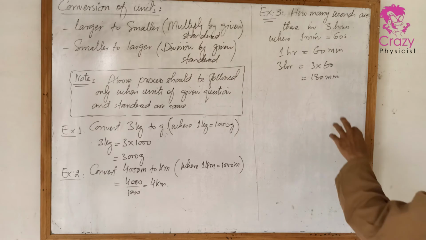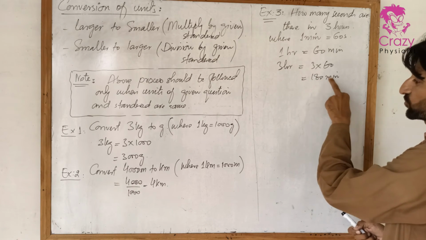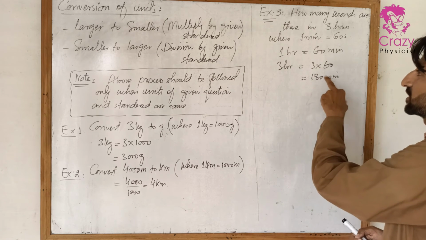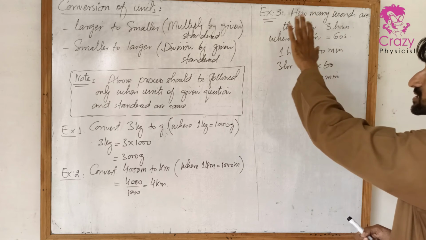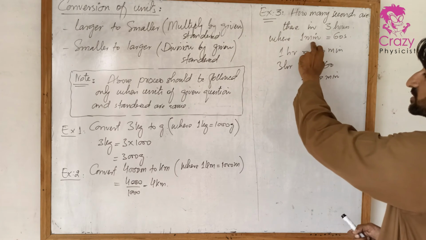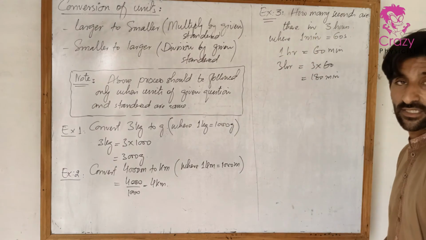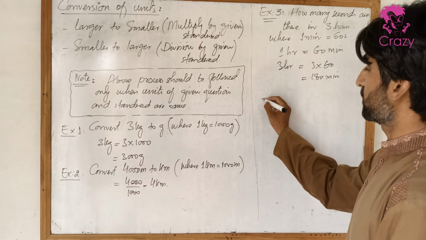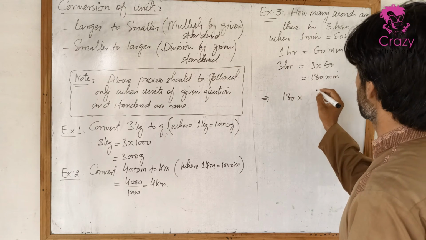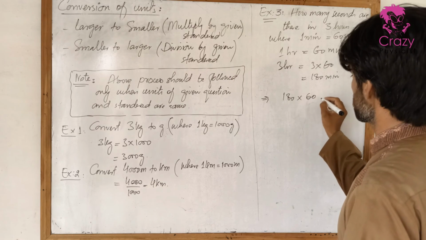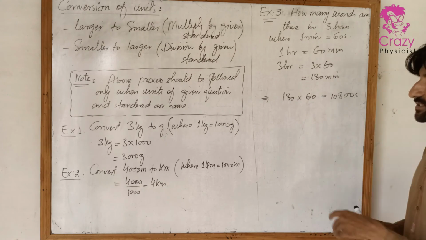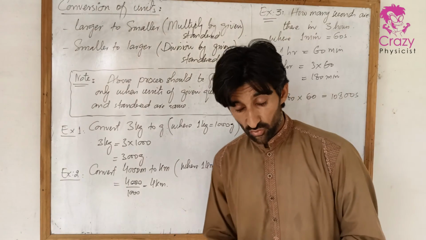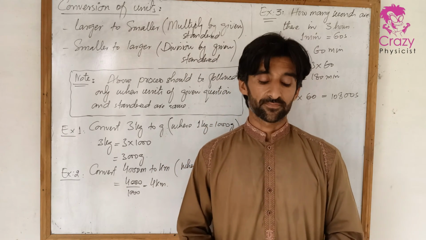So now I think it's totally easy. We have 180 minutes, and the question is now to convert 180 minutes to seconds. This is quite easy compared to the previous case where we had 3 hours. So now this will be multiplied by the given standard, 180 multiplied by 60. You can see that the answer is 10,800 seconds. So this is the easiest way that you can convert units.